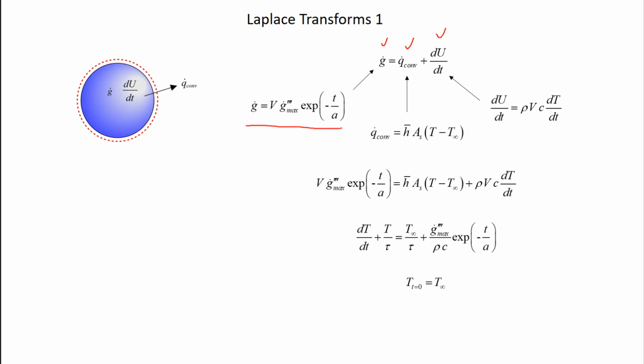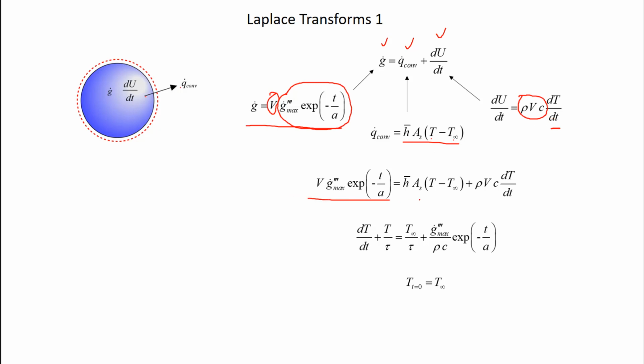So G dot is this volumetric generation, this function of time right here. That's in watts per meter cubed, and my energy balance has to be in watts, right? So I've got to multiply that by the volume. Q dot convection is given by Newton's law of cooling. I drew the arrows going from the object to the surroundings, so this is T minus T infinity. And then du dt is the total heat capacity of the object, right? This is all the material that's inside of my control volume times d temperature d time.